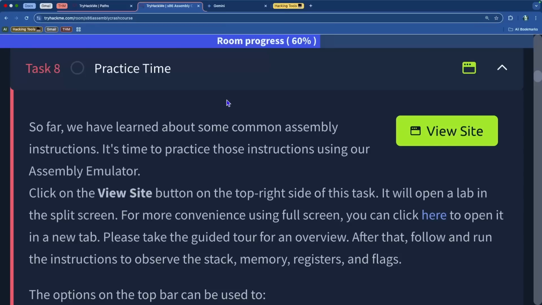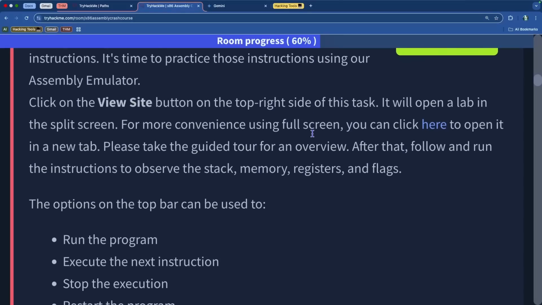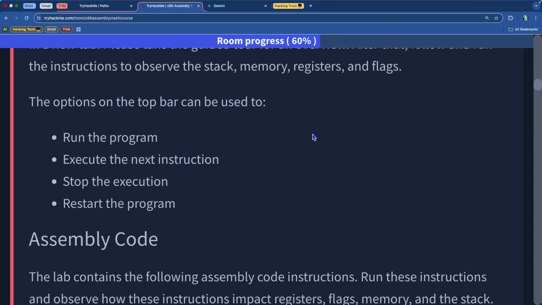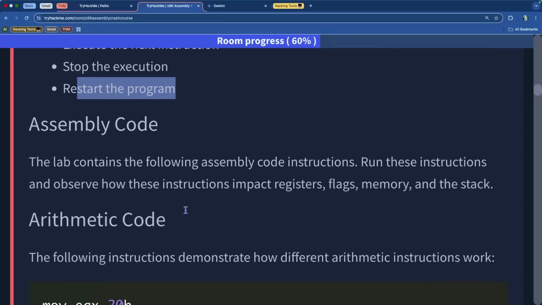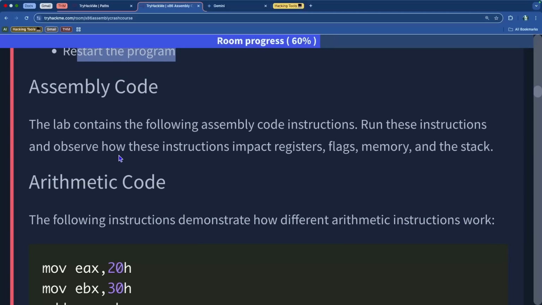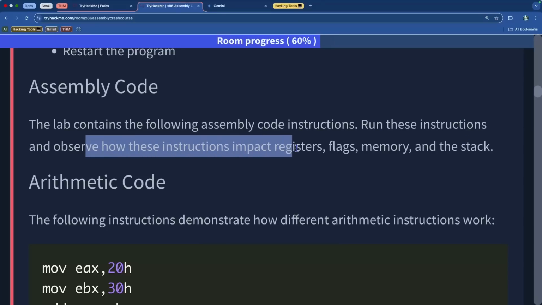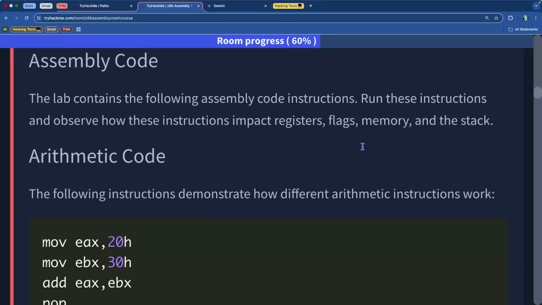All right, so we're going to apply everything that we've learned so far in this video and the last one, and it's going to be on this view site. I'm going to zoom out and put it into full screen so that it's a little bit easier for us to handle. The options on the top bar could be run the program, execute the next instruction, stop the execution, restart the program. And we have instructions that we should be doing basically. It contains the following assembly code instructions. Run these instructions and observe how they impact registers, flags, etc.